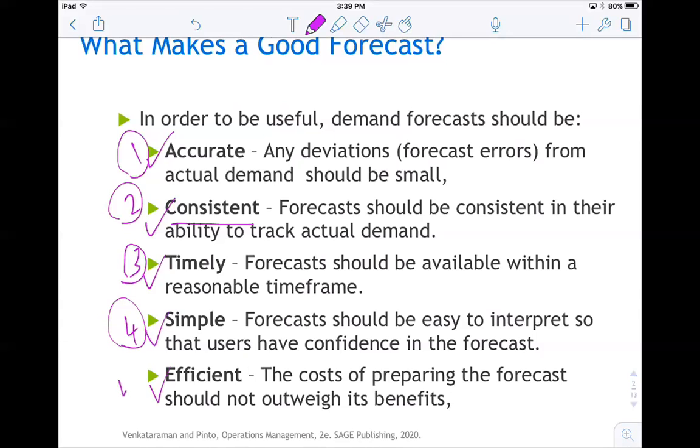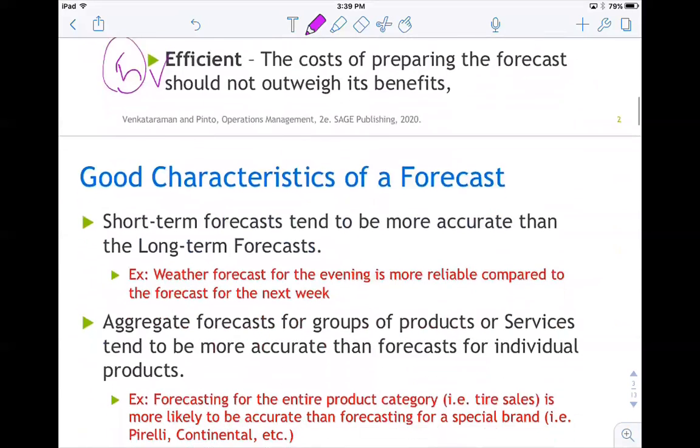And lastly, your forecasting methods should be efficient. It shouldn't cost you a fortune to get somebody to do the forecast for you, or be really time consuming for you to put everything together to get a forecast. All right, so these are good characteristics of a forecast.